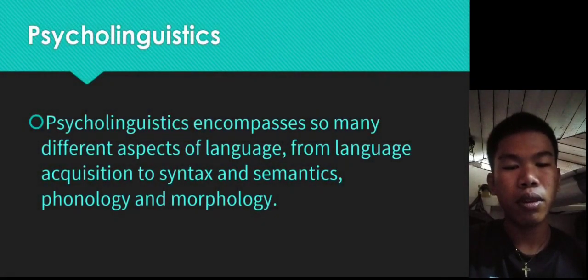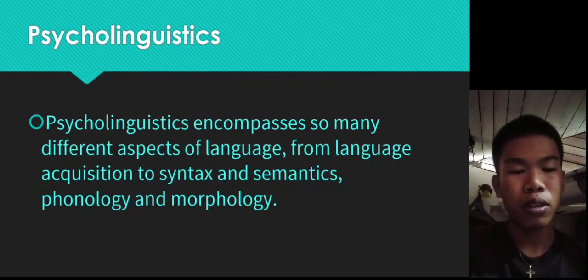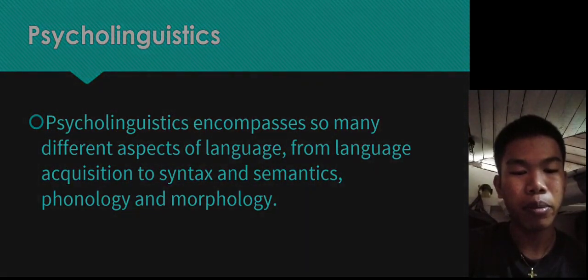Psycholinguistics. Psycholinguistics, or the psychology of language, encompasses so many different aspects of language, from language acquisition to syntax and semantics, phonology and morphology. With current and future technological advances and with the collaboration of other disciplines, psycholinguistics aims to advance our understanding of the human brain.